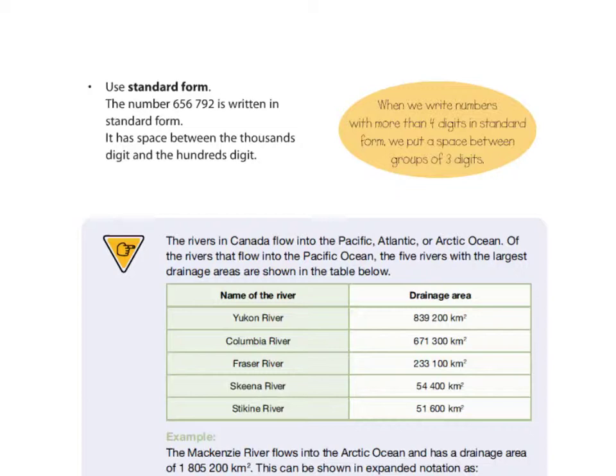All right, the first way that you can represent numbers, and the one that we are most familiar with, is standard form. Standard form really just means number form. Just another way to say it. Standard form here for this number, we have 656,000, because that's in the thousands period. 792 is how you would say that number. It is written like this.